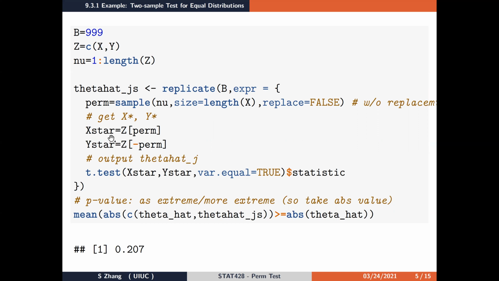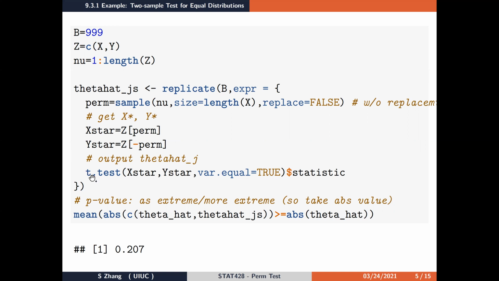Our x stars are going to be the elements of Z corresponding to these indices. And then our y star is going to just be the remainders, so the elements of Z that are not sampled, not in perm. So our x stars and y stars is essentially a partition of Z. Based on this particular partition, we can find out what is the corresponding t statistic.